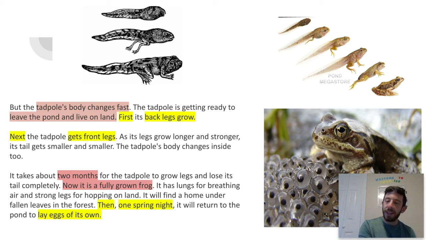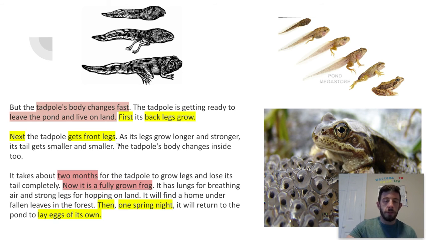First, its back legs grow. "First" is a key word here: sequence and order. Next, the tadpole gets front legs, talking about the process. I even included a little picture that shows this process right over here. As its legs grow longer and longer, its tail gets smaller and smaller. The tadpole's body changes inside too.